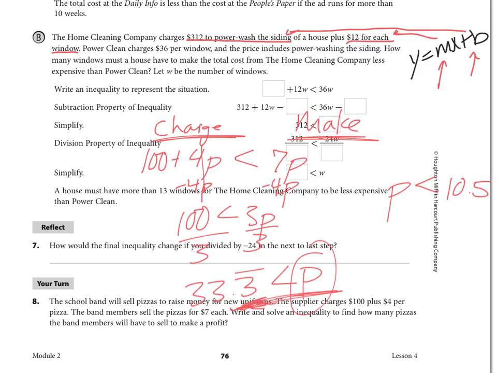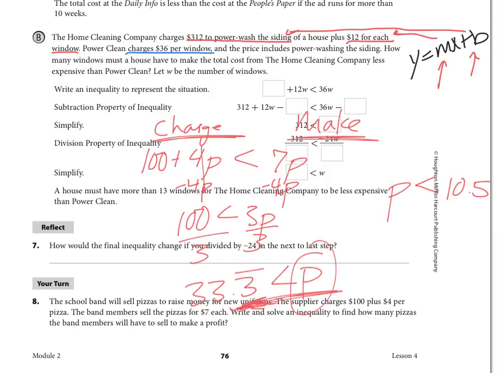Then I get to Power Clean. Power Clean's a little different. Power Clean charges $36 per window, period. Doesn't matter how big the house is, how much siding. They're going to charge me $36 per window. So it's a little bit different.